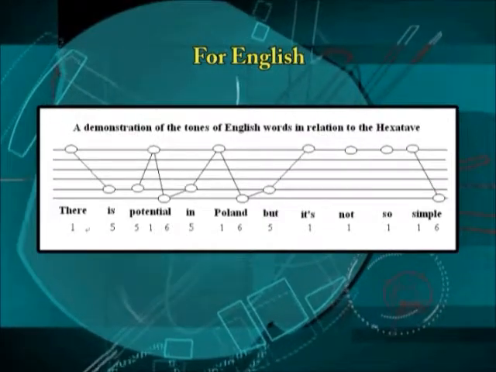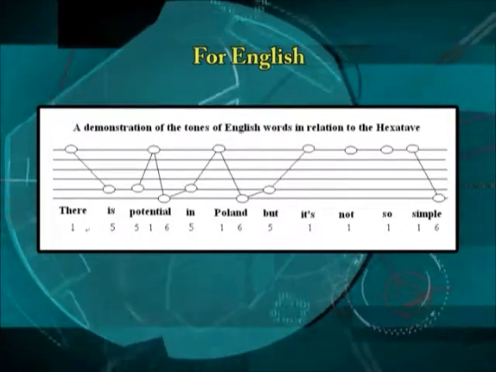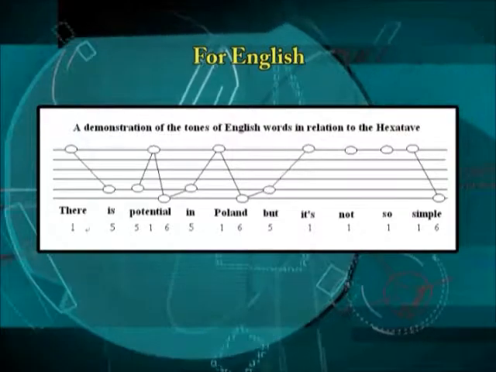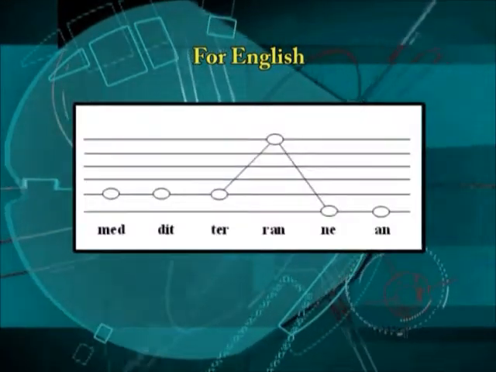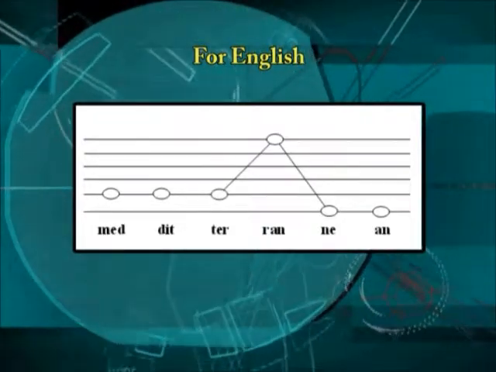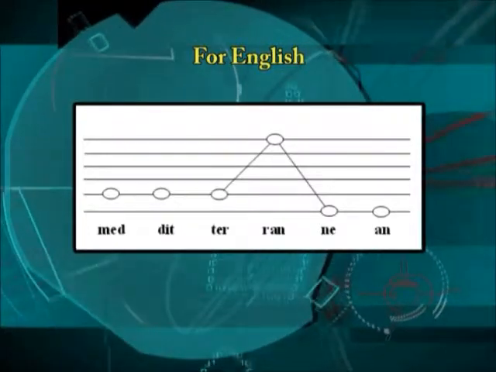3 tones were involved. Po in Poland is in tone number 1. Po in potential is in tone number 5. Po in simple is in tone number 6. Take any English word that you can think of. We see that it will not be said in any tone other than tone 1, 5, and 6.